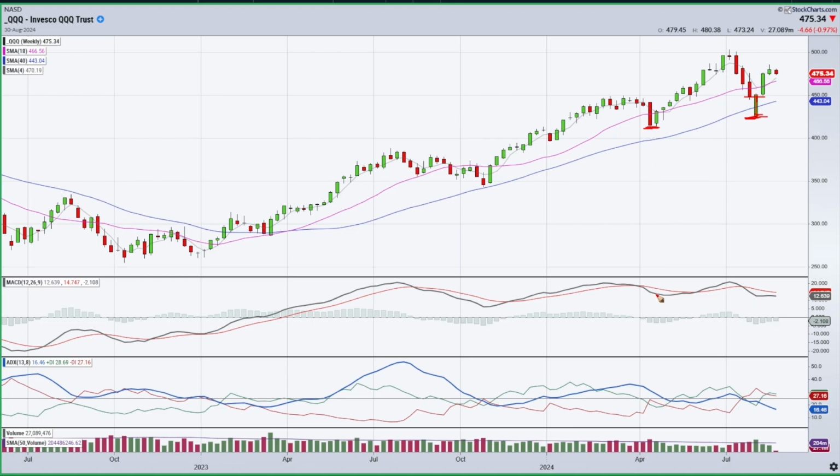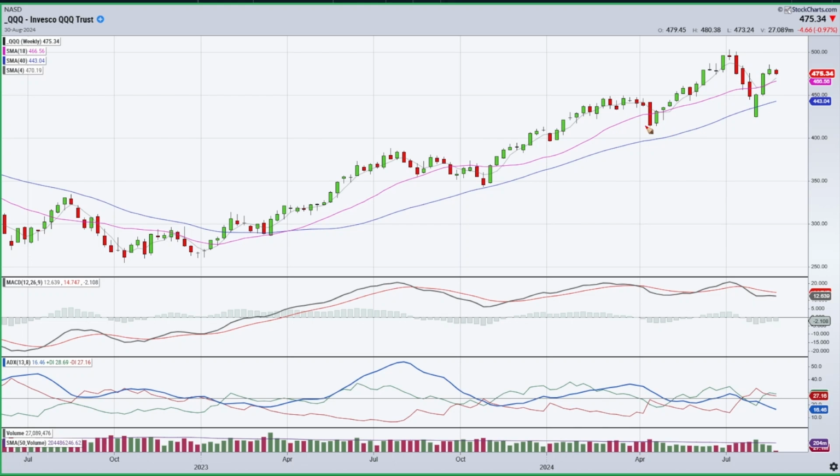But look at what MACD did. MACD actually came down and made a lower low. So we can see that the MACD came down and kind of was in agreement with this. And then as it pulled back here, it was in disagreement. That's divergence, where one is showing different than another.